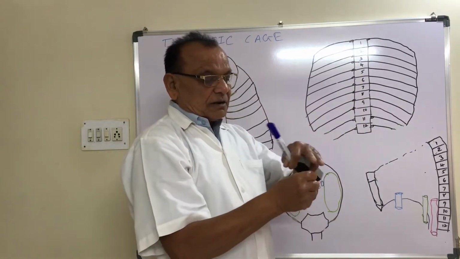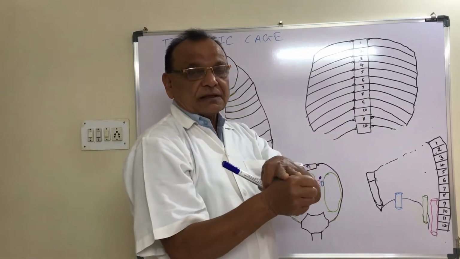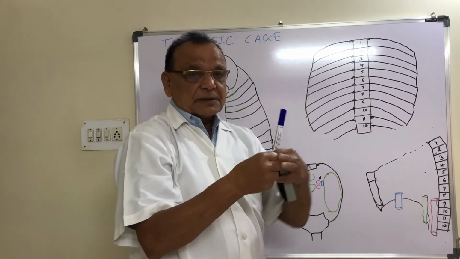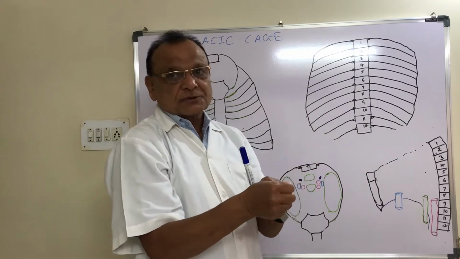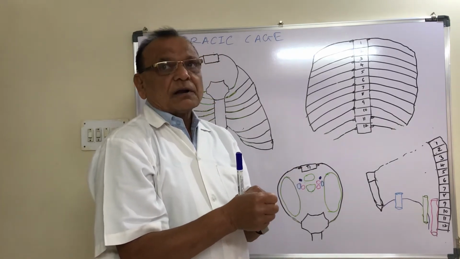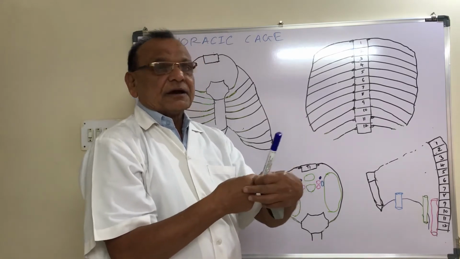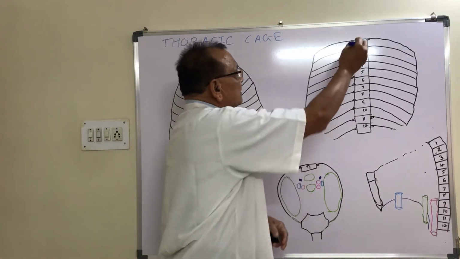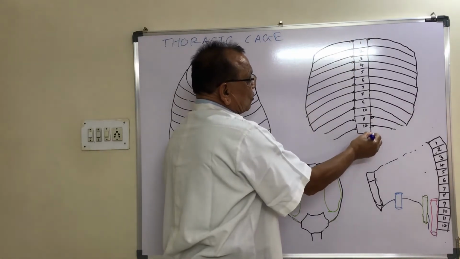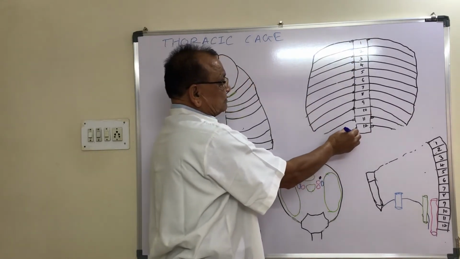So this is the upper surface of the body. This is the lower surface of the body. This is the anterior surface of the body, and this is the posterior surface of the body. So the body has four surfaces: upper, lower, anterior, and posterior. Similarly, this is the upper surface of the first thoracic vertebra, and this is the lower surface of the 12th thoracic vertebra.